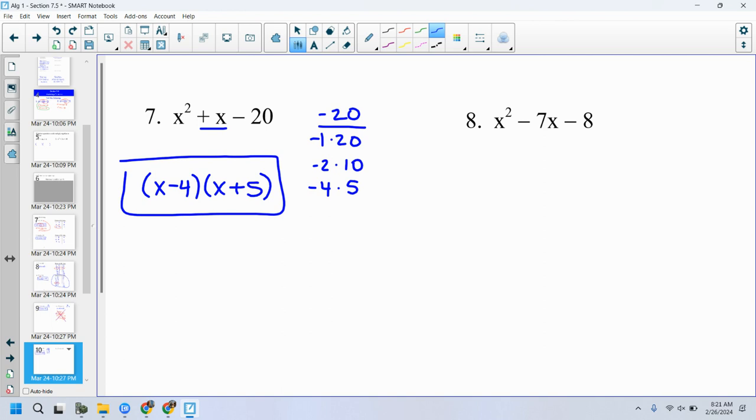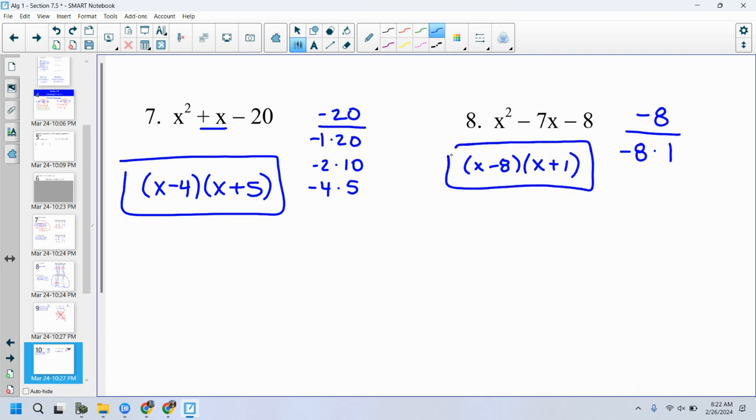Take a look at number 8. Factors of -8 that add to get to -7. What are they? -8, +1. Very good. So it's x minus 8, x plus 1. Those of you who are really good at your math facts are going to crush this section. Those of you that struggle with your math facts, you better have a calculator right by your side. Because if you don't know your factors, oof, life's going to be rough this section.